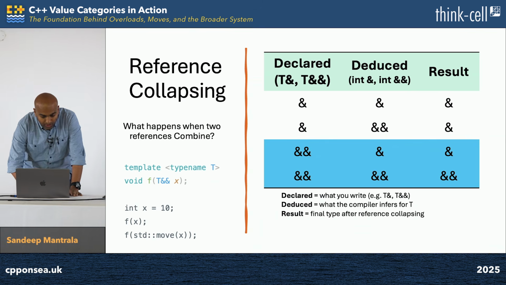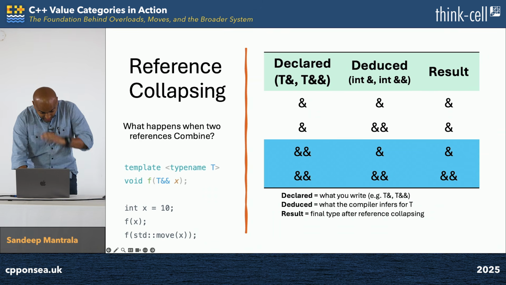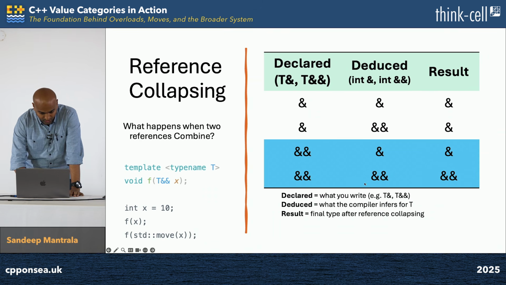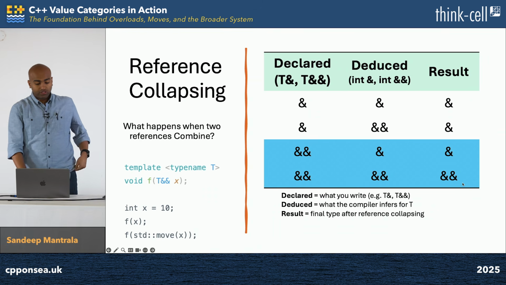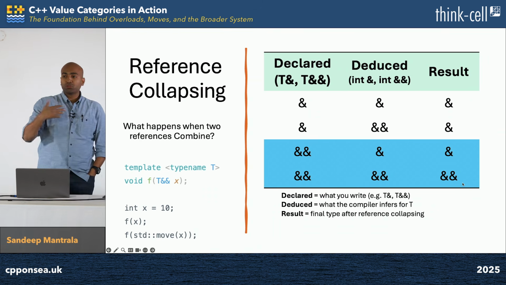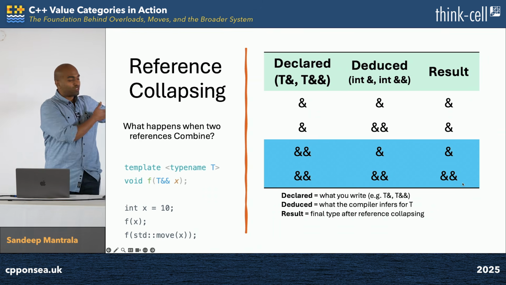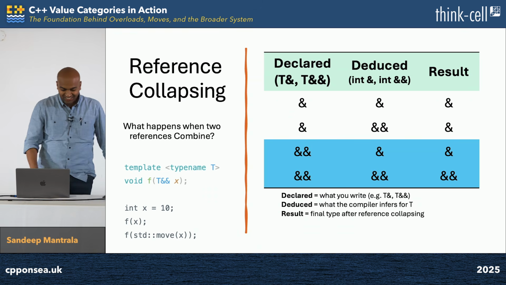So in this case, what happens? When you collapse an L value reference with an R value reference, you get an L value reference. And R value reference and R value reference together, when collided, result in an R value reference. It takes more words to explain, but a picture is worth 1,000 words, they say. So you can just get it from there.